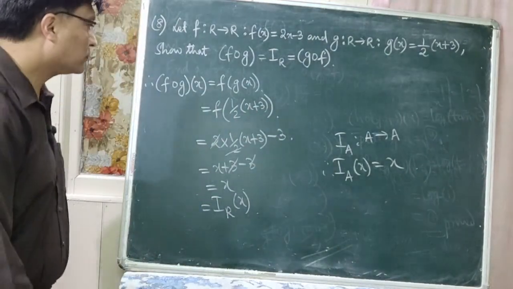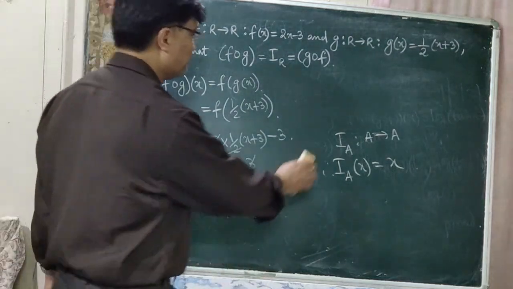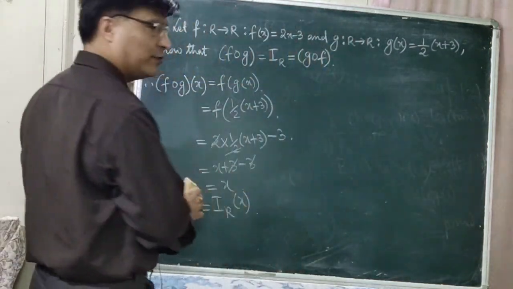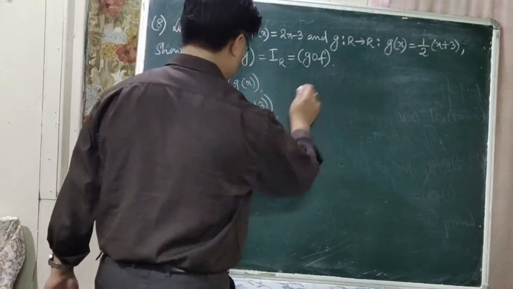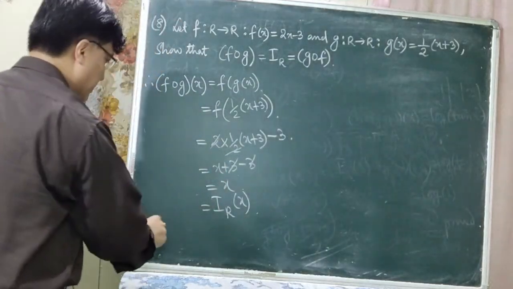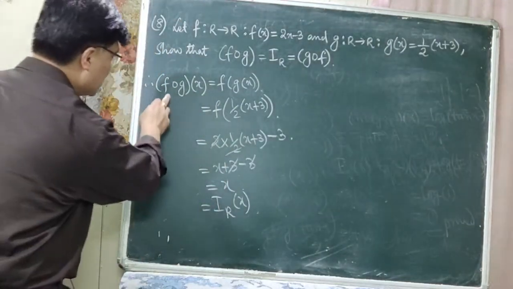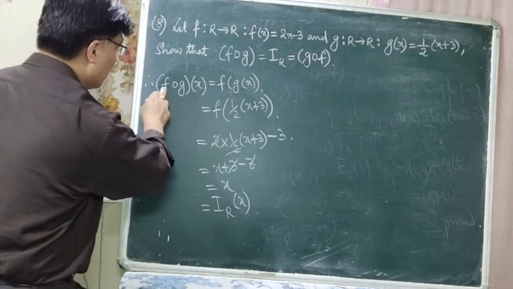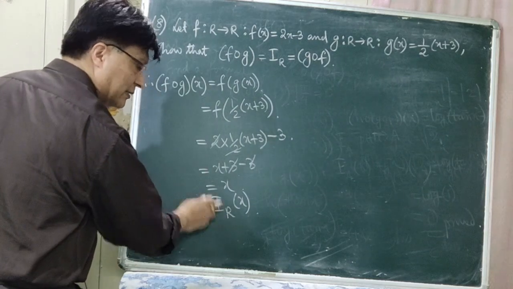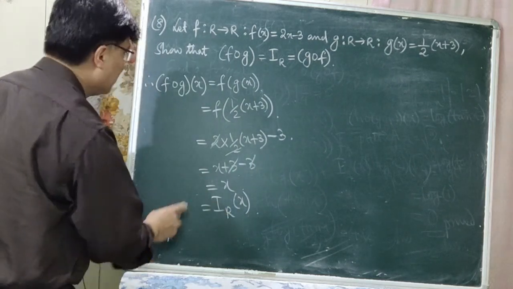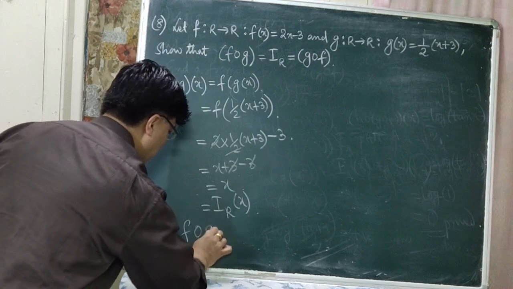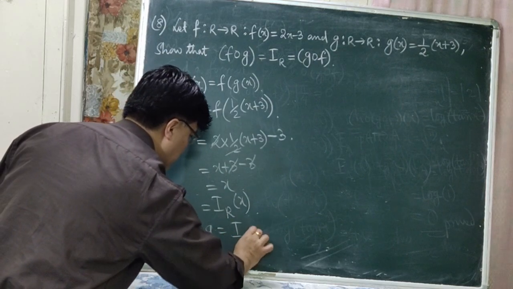Okay. So next, you have to find out GOF. You have to find out GOF now. So from here you can write down that, from these two you can write down that fog is equal to IR. Okay, that is identity function. Therefore, fog is equal to IR.